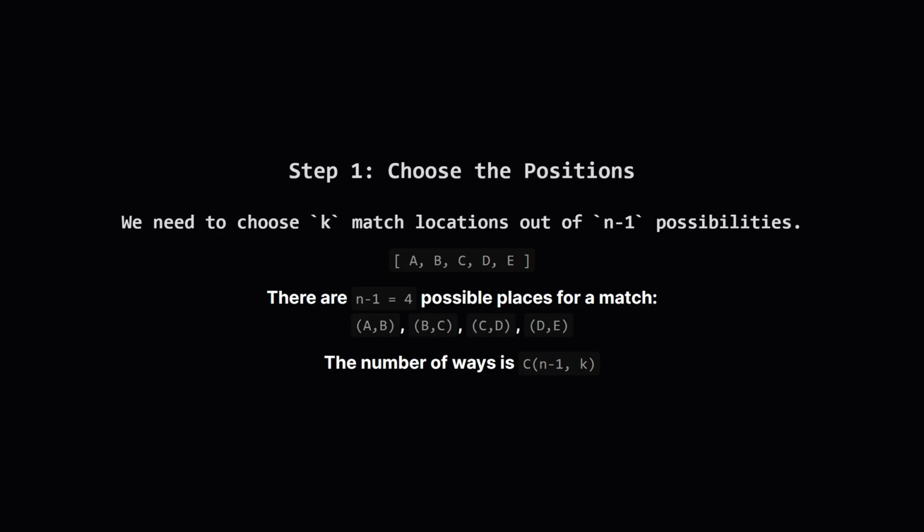Let's focus on step 1, choosing the positions. An array with n elements has n-1 adjacent pairs. For example, if n is 5, there are 4 spots where a match could happen. Our job is to pick exactly k of these n-1 spots to be our matching pairs. This is a standard combinatorics problem. The number of ways to choose k items from a set of n-1 is given by the combination formula, which we often write as n-1 choose k.